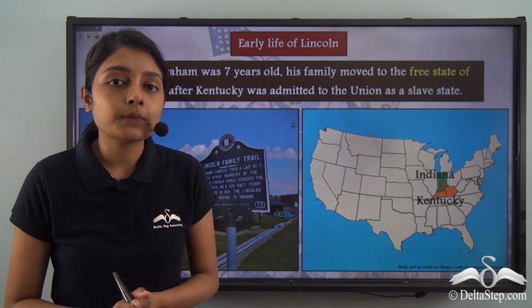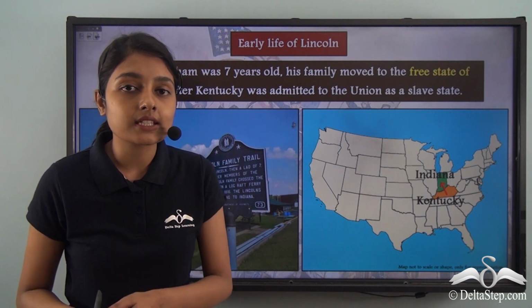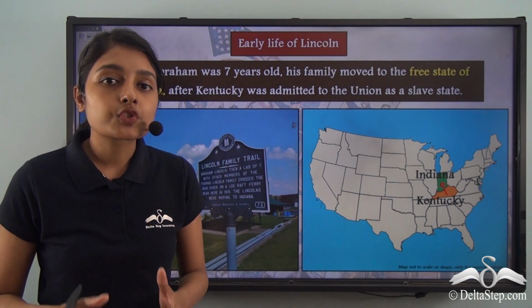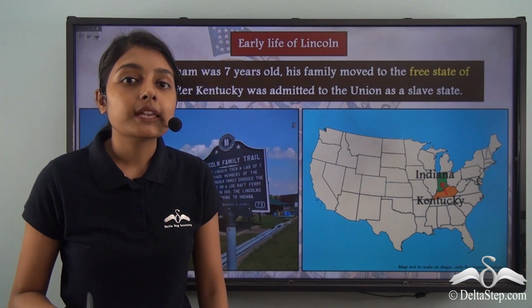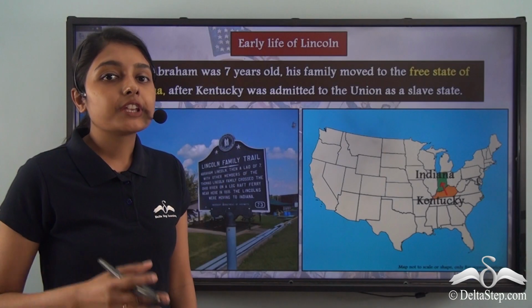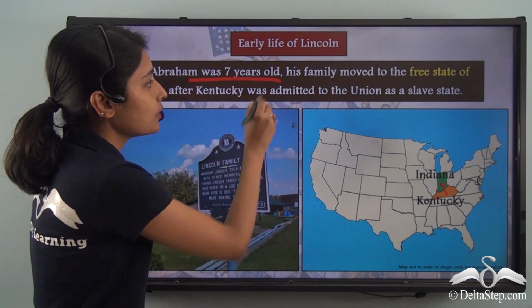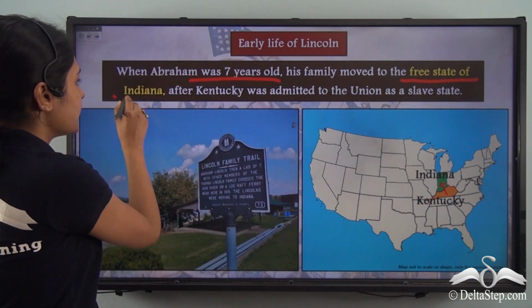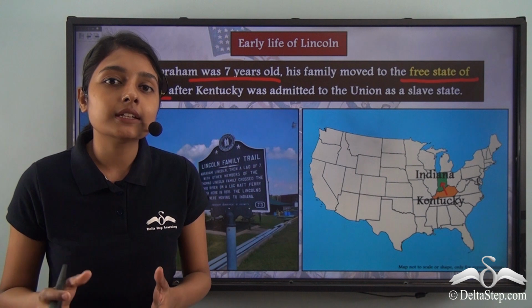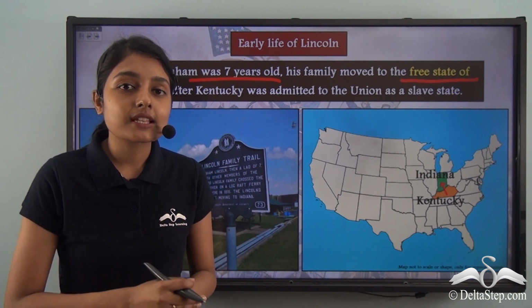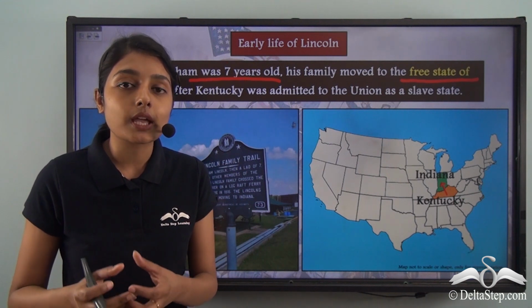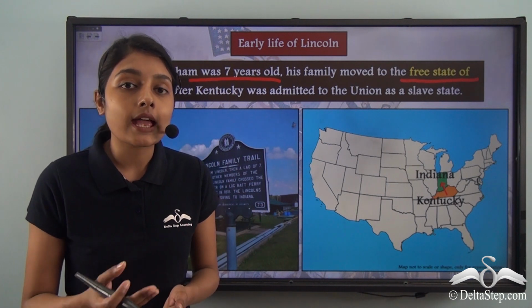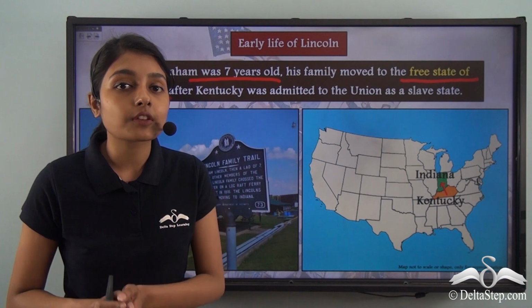Now, we learned that Abraham Lincoln initially used to live in Kentucky, which is located in the southern part of the United States of America. Soon after, the family shifted from Kentucky to Indiana. When Abraham was only 7 years old, his family moved from Kentucky to the free state of Indiana. Now, during this time, Kentucky had joined the slave states. In our previous lessons, we learned that the various southern states together made up the slave states. And these states were founded on the continuance and the further reinforcement of the practice of slavery.